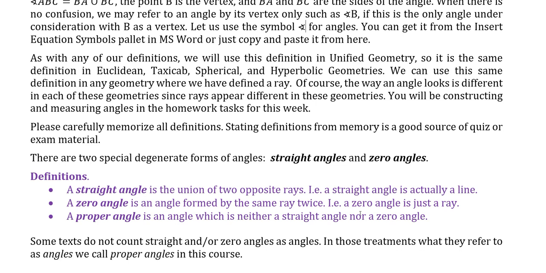A straight angle is the union of two opposite rays. In other words, a straight angle is actually a line. A zero angle is an angle formed by the same ray twice. In other words, a zero angle is really just a ray. A proper angle is an angle which is neither a straight angle nor a zero angle. Now, some textbooks do not count straight or zero angles as angles. In those treatments, what they refer to as angles, we will call proper angles in this course.